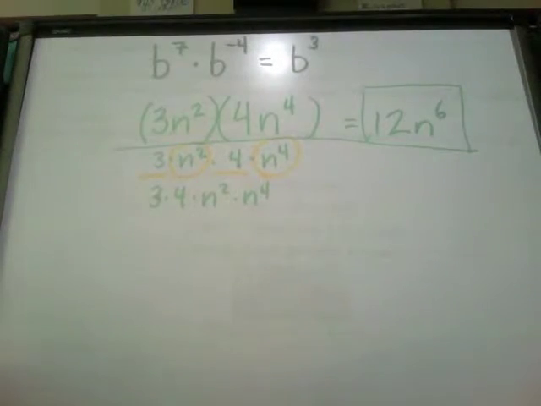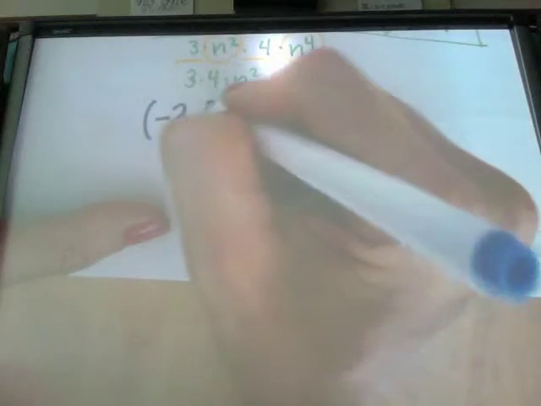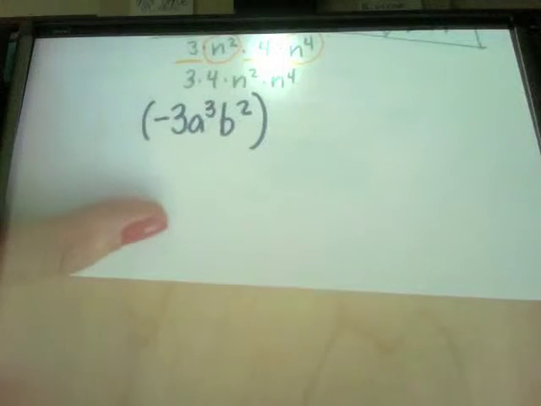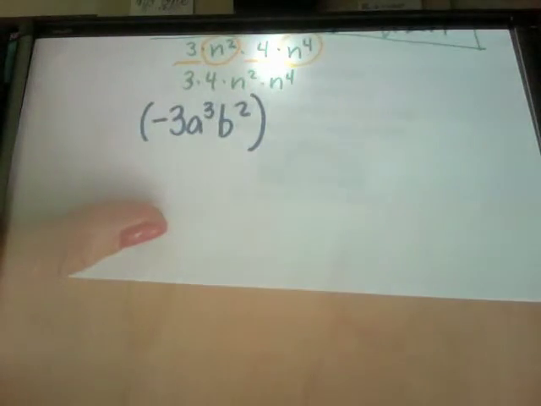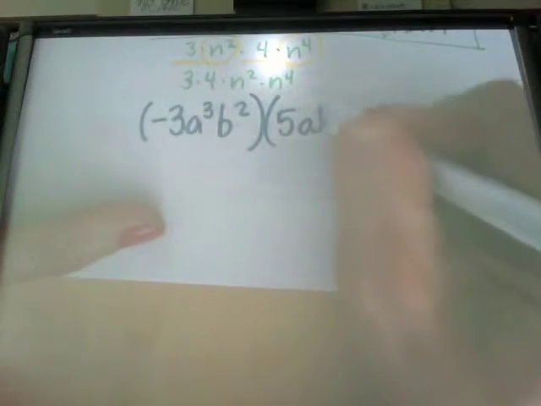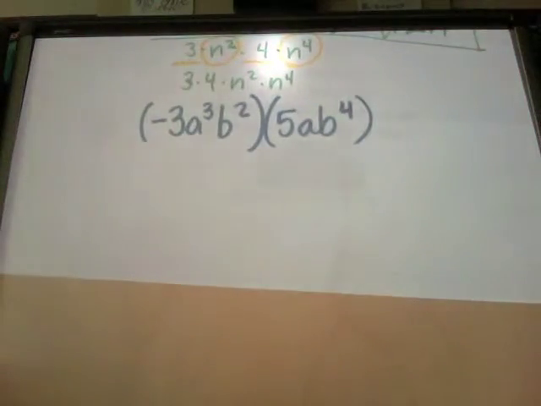Okay, let's do just one more, I think. Let's make it a little harder still. Last one. Negative 3a cubed b squared. There's one monomial, right? So how does it get harder? Well, the monomials get bigger. This is just one term, even though there's so much going on. Times a second monomial, 5ab to the fourth. Two big old monomials being multiplied.